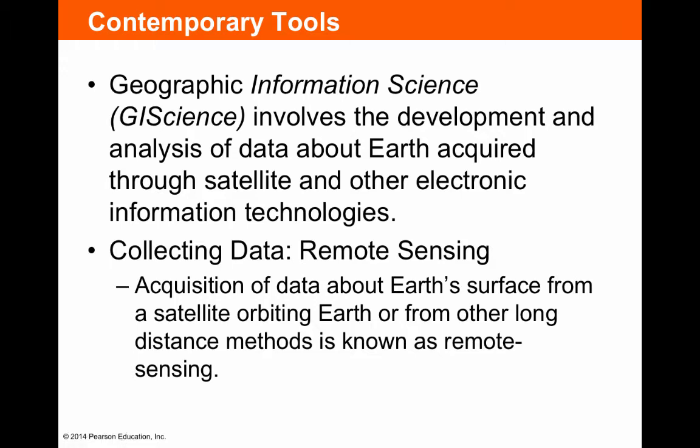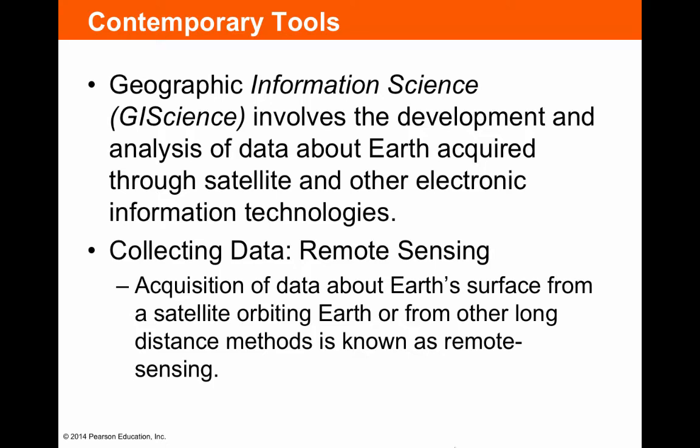So geographic information science is sometimes called GI science, and this involves the development and analysis of data about Earth acquired through satellite and other electronic information technologies. This is confusing because this is GI science, which is geographic information science, okay? Geographic information science includes two things. One, geographic information system, also GIS, and it's going to include GPS, which is Global Positioning System.